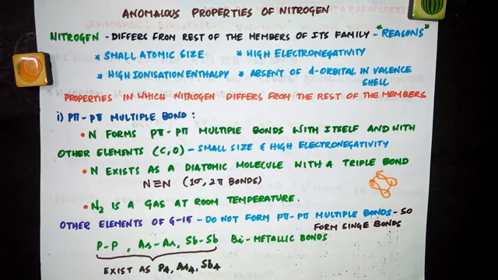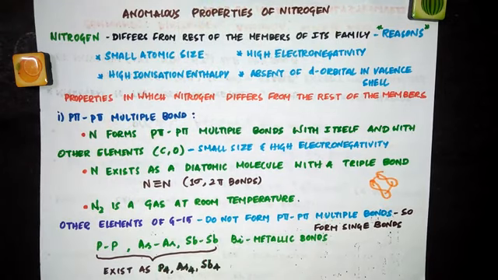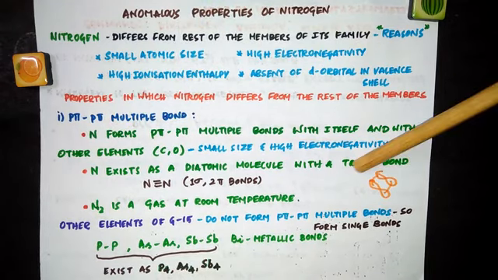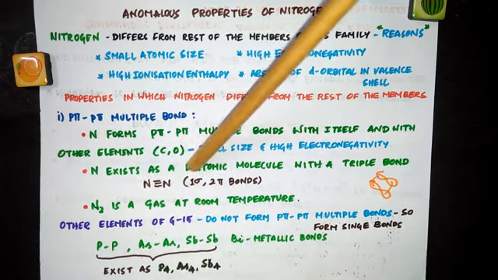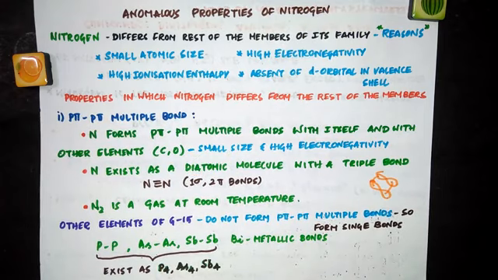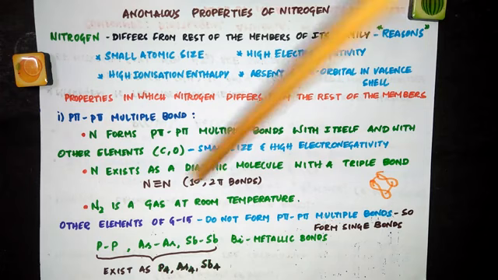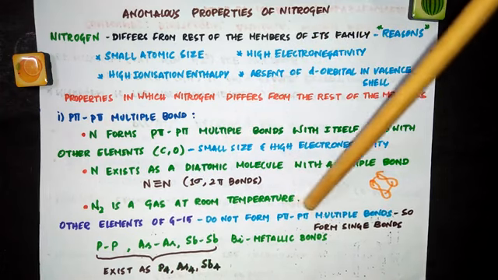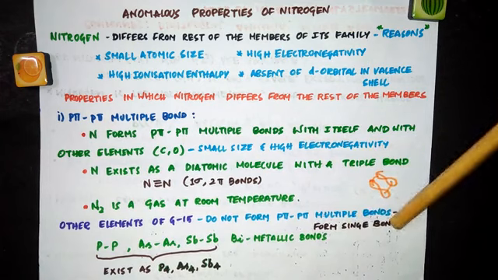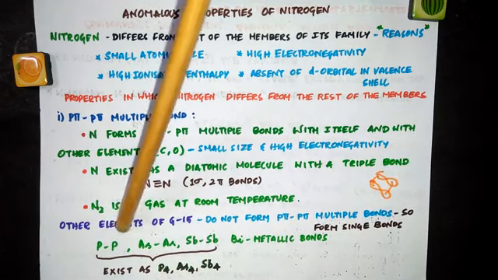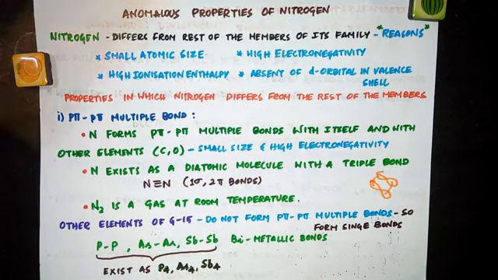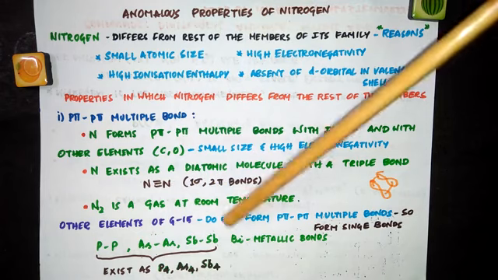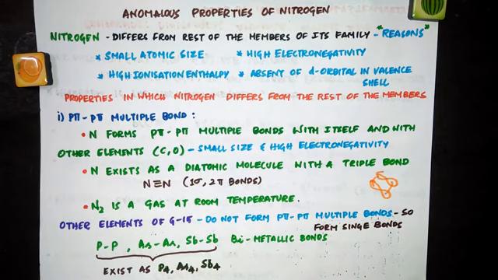Since nitrogen is capable of forming these p-pi multiple bonds, nitrogen exists as a diatomic molecule with a triple bond. So there is a triple bond between two nitrogen atoms. Of that triple bond, one is sigma bond, the other two are pi bonds. Whereas the other elements in group 15, as they do not form p-pi multiple bonds, they form single bonds. See, phosphorus is bonded by a single bond with another phosphorus. Arsenic is bonded by a single bond, and Sb is also bonded by single bond. Bismuth forms metallic bonds because it is metallic in nature.